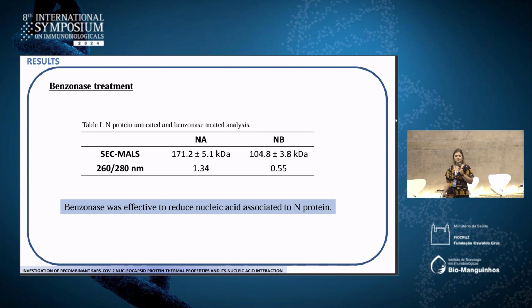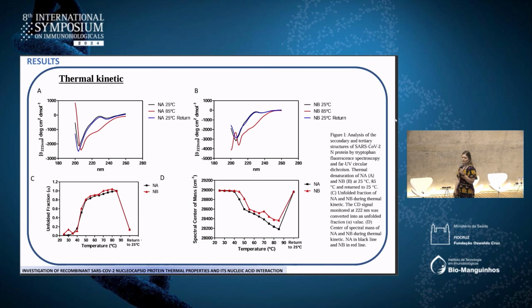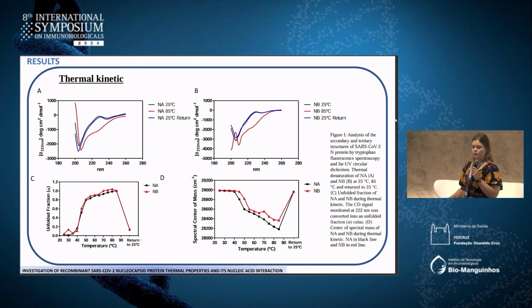In addition, the ultraviolet analysis showed that the treatment with benzonase was effective in reducing the nucleic acid associated with the protein N. This protein was submitted to a thermokinetic methodology, from 25 to 85 degrees. The protein is shown in blue, and it was very similar to the protein in its native form, showing that the protein had the capacity to reestablish its secondary structure.